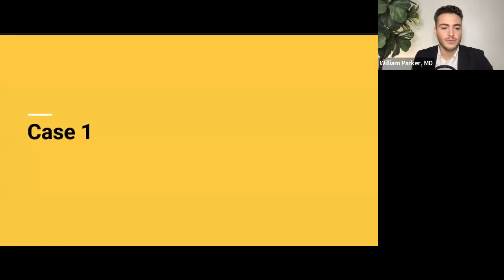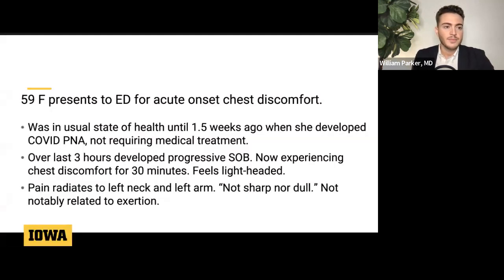I'm going to start by going over a case. There's a 59-year-old lady who came into the emergency department for acute onset chest discomfort. She was in her normal state of health until 1.5 weeks ago when she developed COVID pneumonia, but not requiring any medical therapy, and overall seemed to recover from it. Over the last 3 hours, she developed progressive shortness of breath, and is now experiencing chest discomfort for the last half hour. She feels lightheaded. The pain radiates to her left neck and left arm.